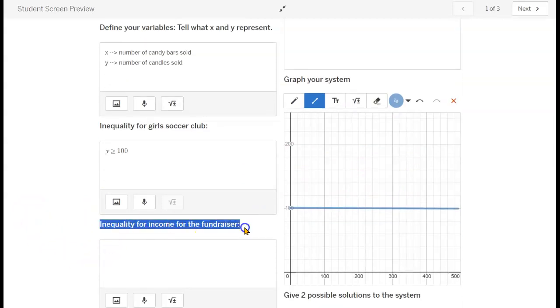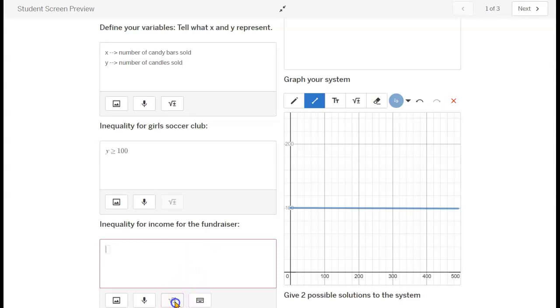The next step is writing the inequality for the income. So think about this. We're selling candles for $2 a piece. So if we sold 2 candles, we're making $4. If we sell 20 candles, we're making $80. So we're taking the number of candles and we're multiplying it by, not candles. I keep saying candles, I'll keep with candles just because my brain wants to go there today. Candles are $4 a piece, not $2 a piece. Sorry, I messed that up. So we're going to do 4y.